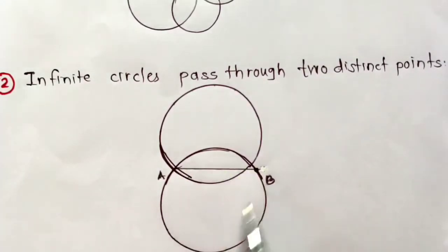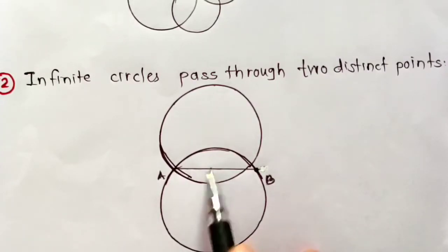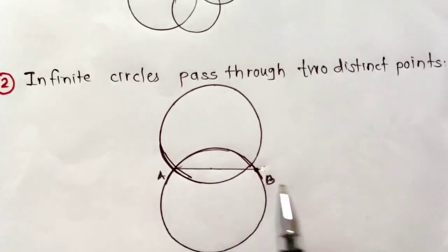By taking AB as a diameter, we can draw one circle. Then take AB as a chord. If we reduce the length of that chord, then we can draw infinite circles through two distinct points.